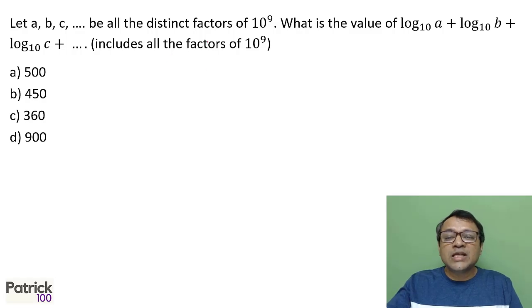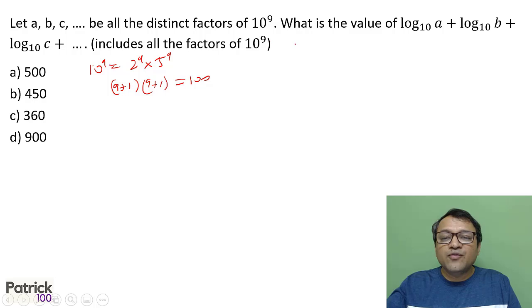A, B, C are all distinct factors of 10 raised to 9. Now, let's find out how many factors of 10 raised to 9 there are. So 10 raised to 9 can be written as 2 raised to 9 into 5 raised to 9 in prime factors. So the number of factors will be (9 plus 1) into (9 plus 1), which is 100 factors.